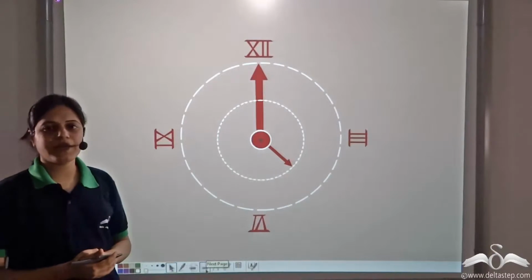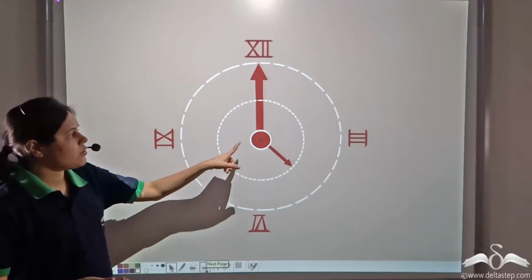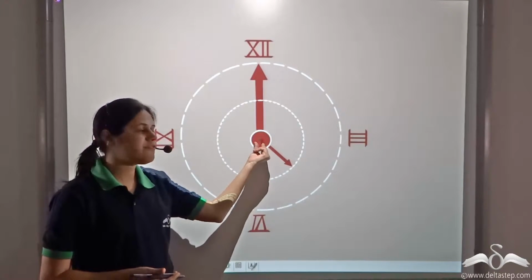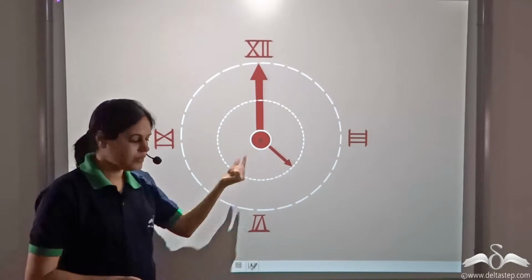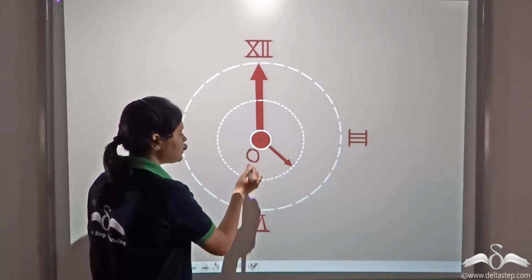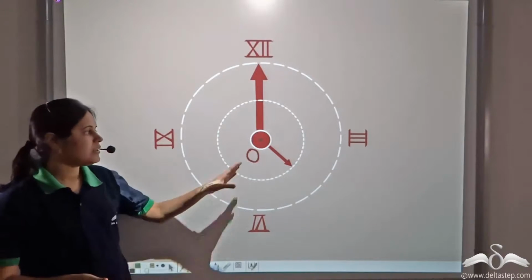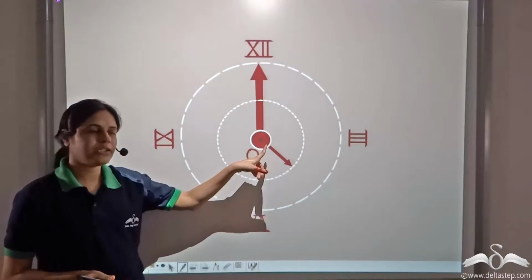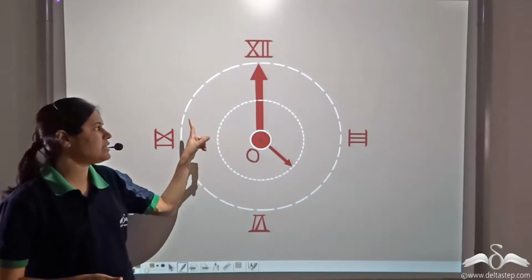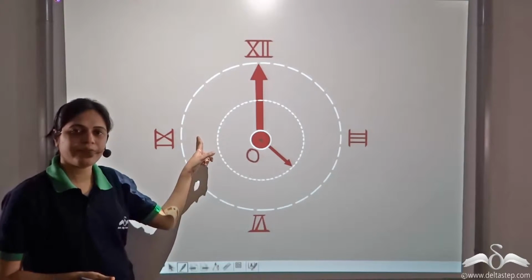Now observe something. Both the minute hand and the hour hand are fixed at the same point. That is, the center for both the circles is the same. They are fixed at the same point, that is point O. So the center of this circle as well as this circle is the same.